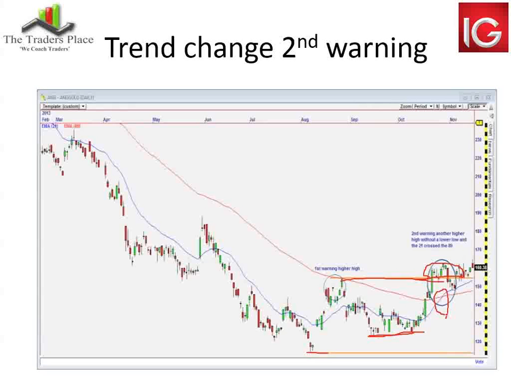All right, so trends will change. Obviously, they can change in different ways, but this is one of the warnings. If it was an uptrending share, the first warning could be a lower high, a lower low, and the 21 crosses below the 89.